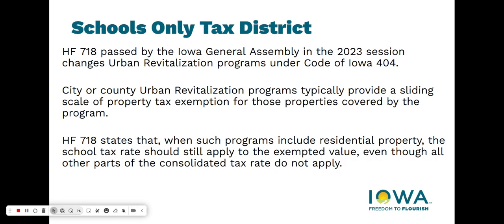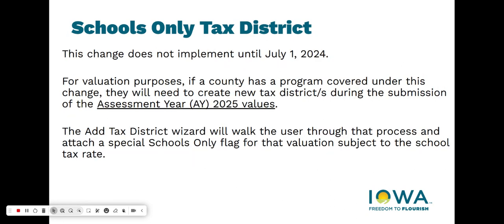So, for instance, a certain percentage of value is taxed over a number of years until it gets to the full value being taxed. House File 718 then went on to state that when the programs include residential property, so when this is a housing urban revitalization program, the school tax rate would still apply to the exempted value, even though all the other parts of the consolidated rate wouldn't apply.